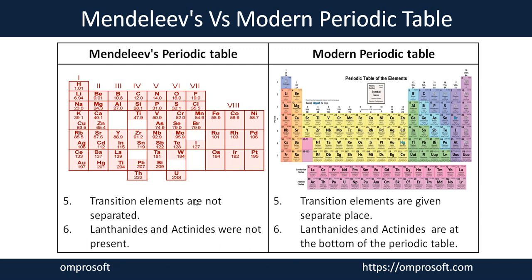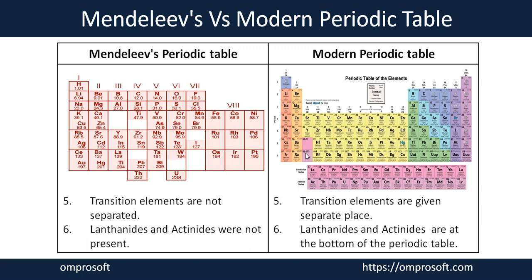Now, the next difference is about the lanthanide and actinide series. In Mendeleev's periodic table, no lanthanide and actinide series were present. But in the modern periodic table, we have a completely separate section. Like you can see at the bottom, we have 2 lines in which 14 elements are present each. The first line belongs to the lanthanide series and the second line belongs to the actinide series. This is not a separate part from the periodic table; it is a part of the periodic table itself.